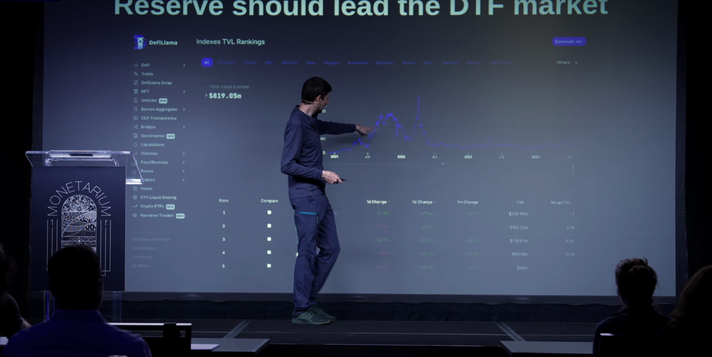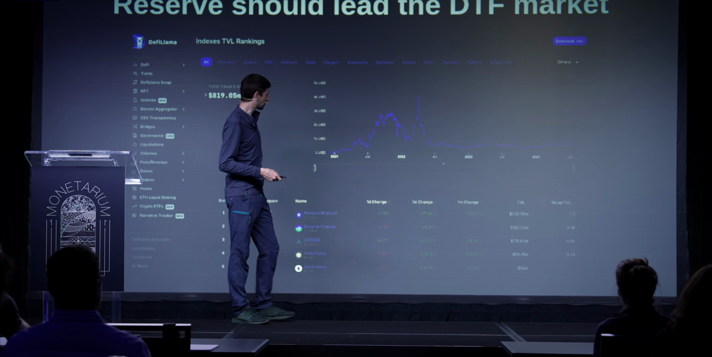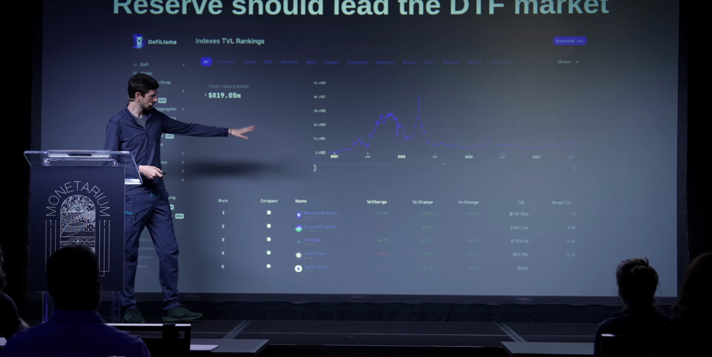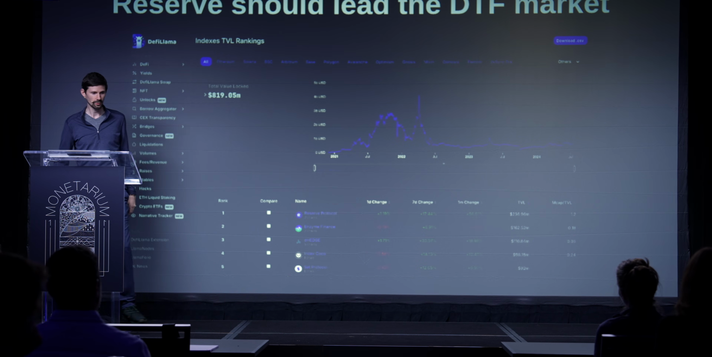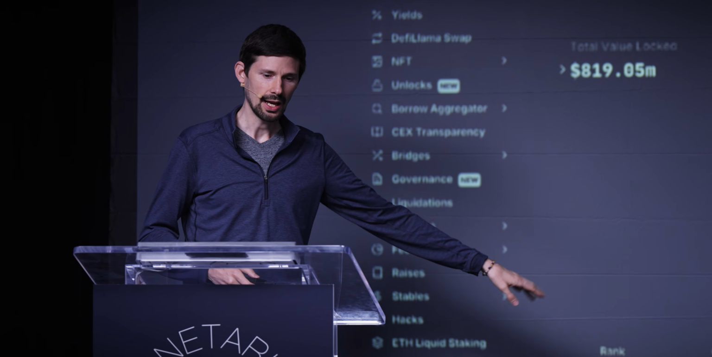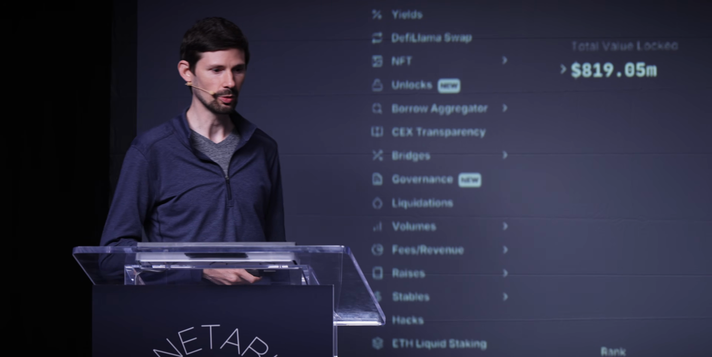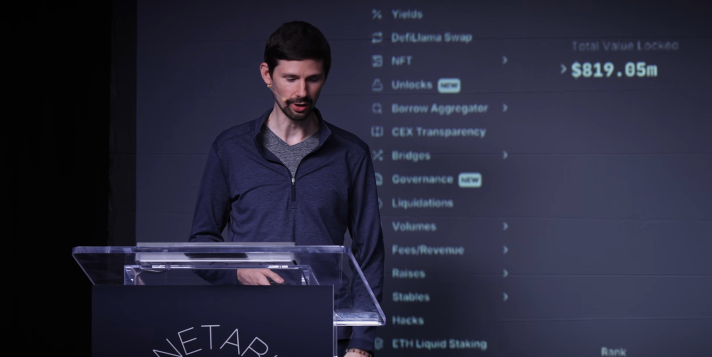But there were some index products that got popular in the last bull market, a little bit of an indication of demand already in crypto. Interesting question why they're not as popular right now. I think we should look into that. But the point is, the category is small, and I think the plan should be to stay on top as the category grows, to be the #1 index protocol or DTF protocol in crypto.